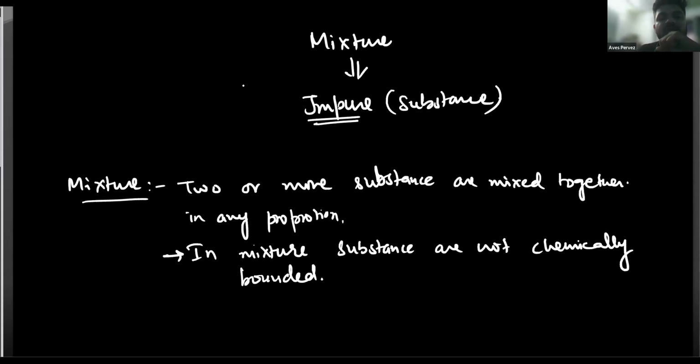What do you mean by a chemical bond? Chemical bond means there is a transfer of electrons taking place. Avni, you are getting my point? Yes, sir. For example, this is an oxygen atom, and these are hydrogen atoms. The electron of hydrogen is transferred to oxygen, and electrons are being shared with the hydrogen atoms. So there is a chemical bond.